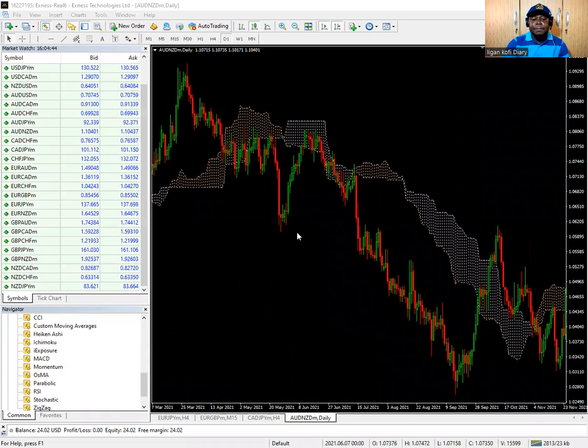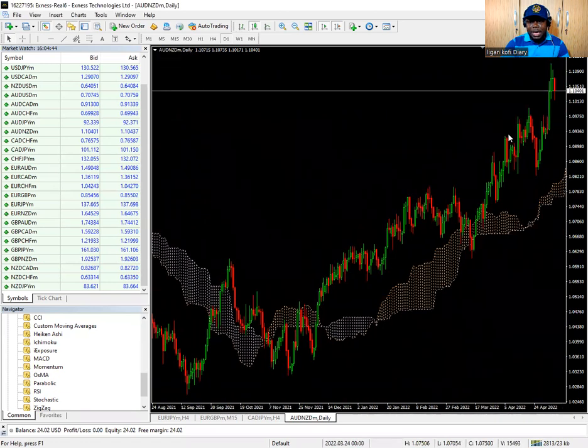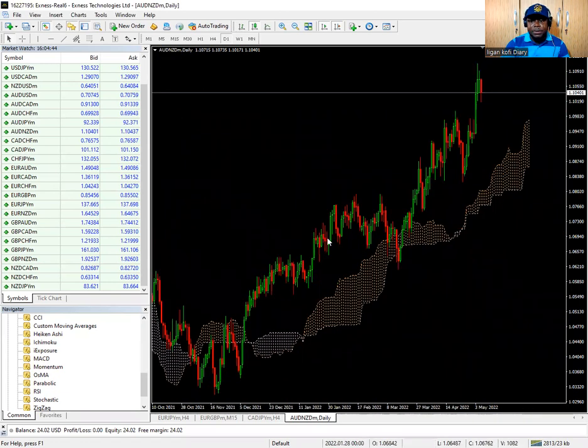So it's either the candles are below the clouds or above the clouds. And whenever the candles are below the clouds, it means it's a downtrend. And when it comes up above the clouds like this, it means it's an uptrend. Are we good? Now let's bring the other features.